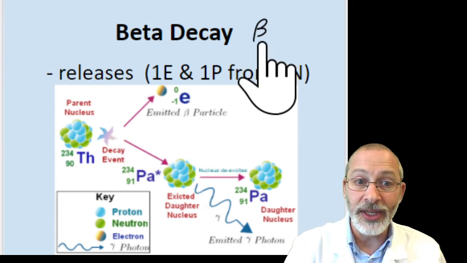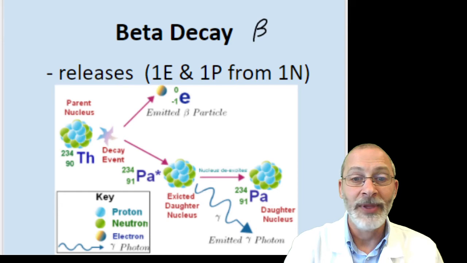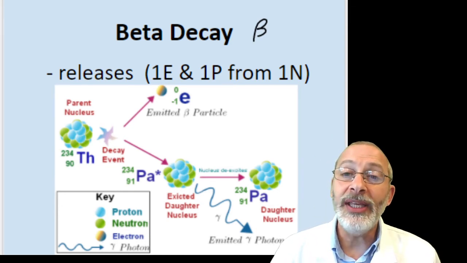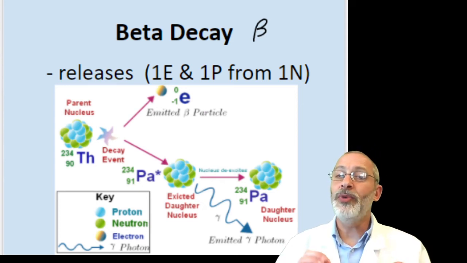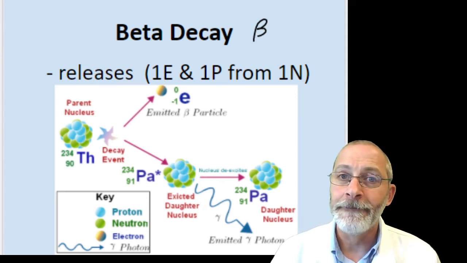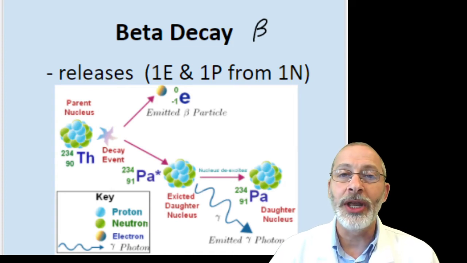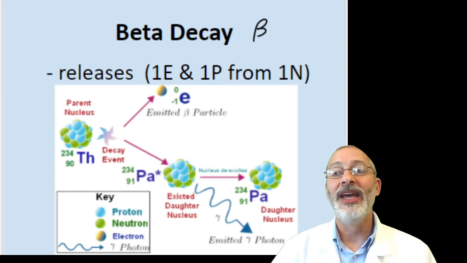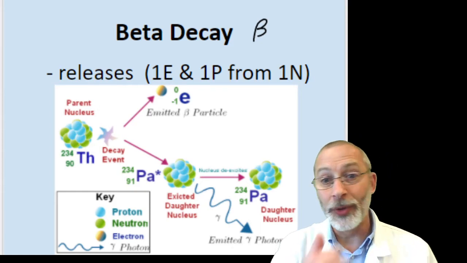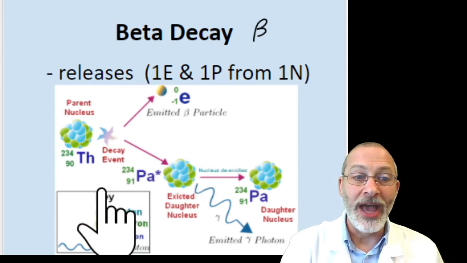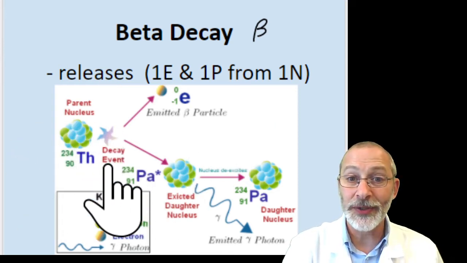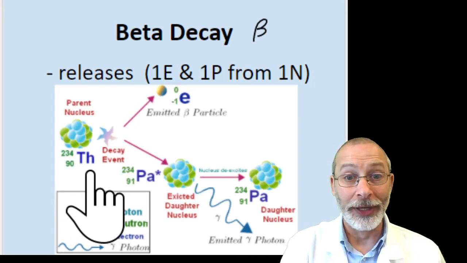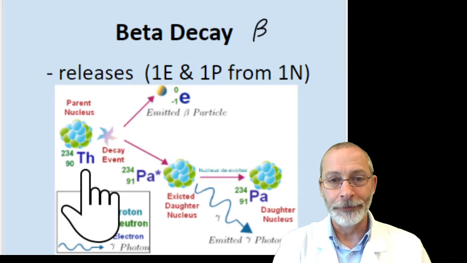And notice the symbol for beta decay, same as we talked about last time. But a beta decay is the release, and this is a little bit more complicated, so follow me here. It's the release of an electron and a proton, which comes from the decay of a neutron. So here's the deal. We have our parent nucleus. In this case, it's an isotope of thorium, thorium-234.